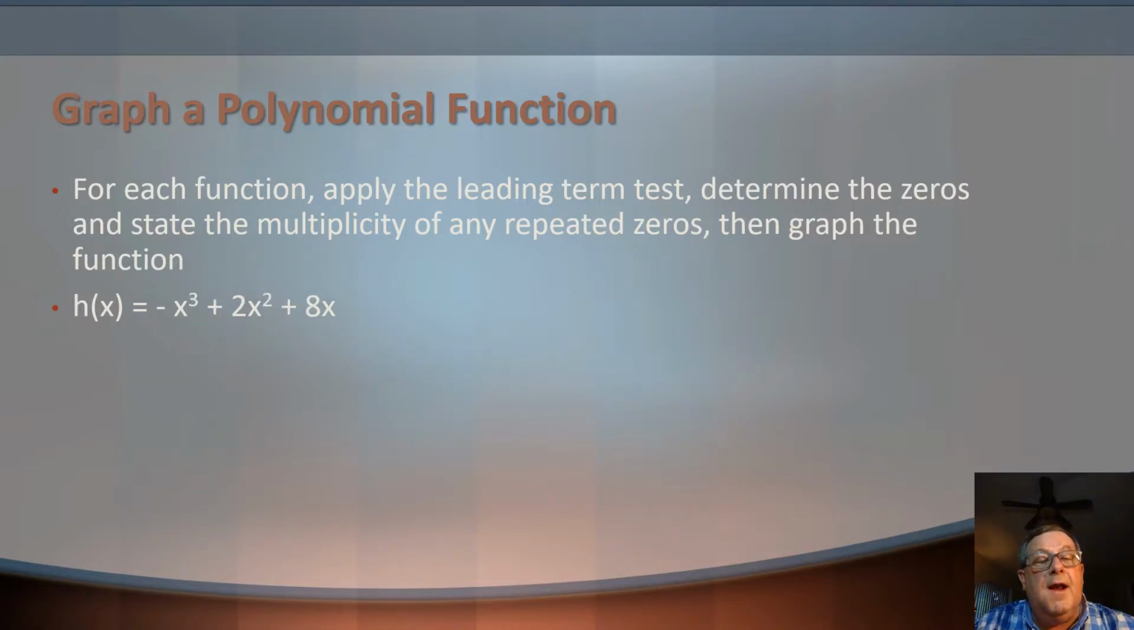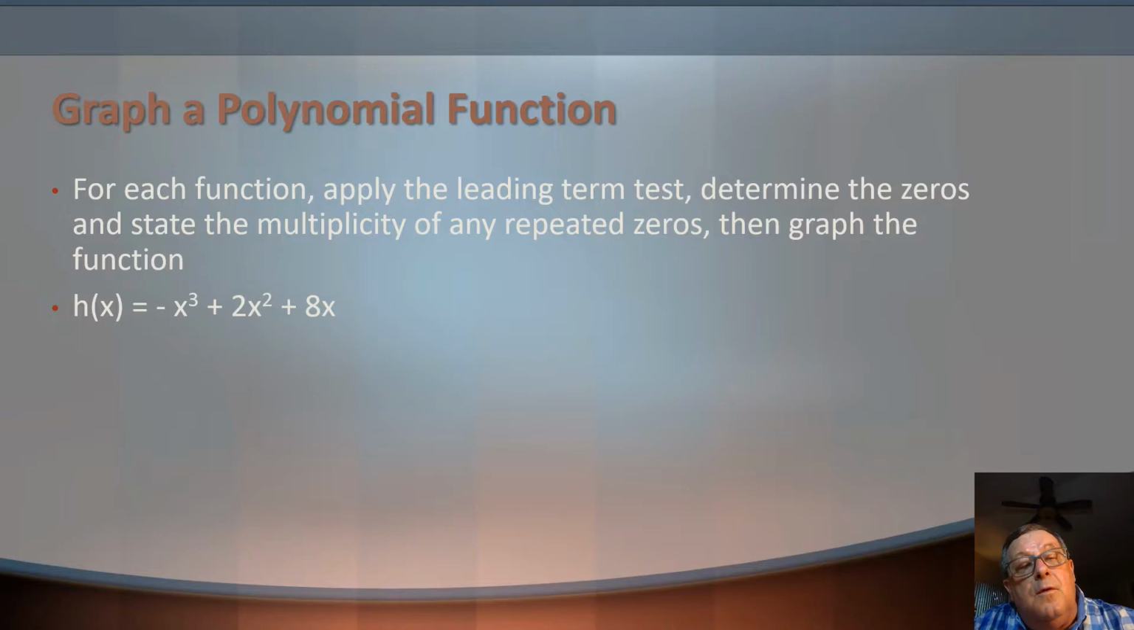All right, so here we have h of x equals negative x cubed plus 2x squared plus 8. So I'm looking for common factors. I always want to look for those first. And I have a common factor of x.